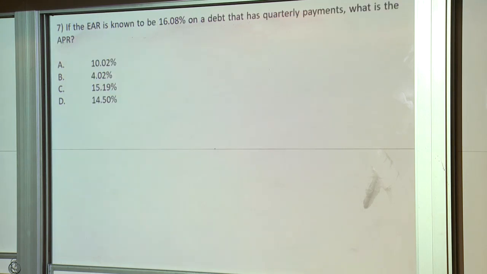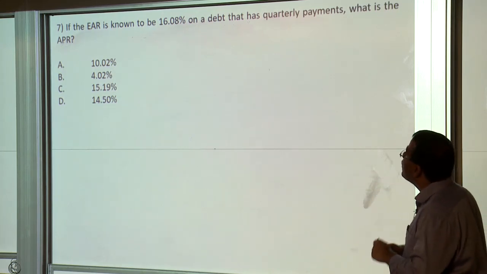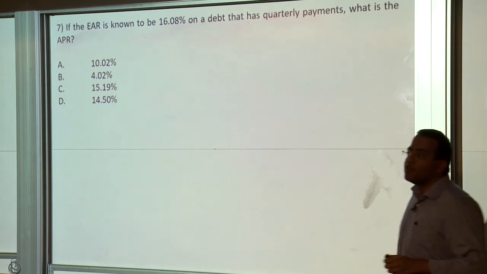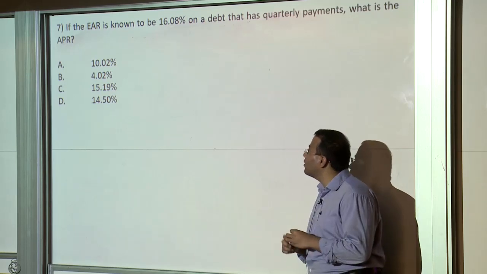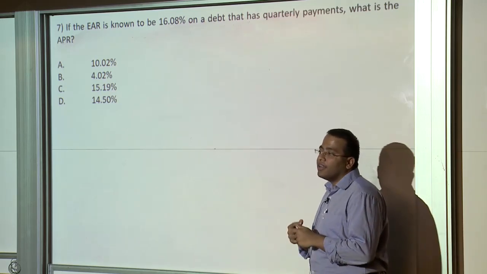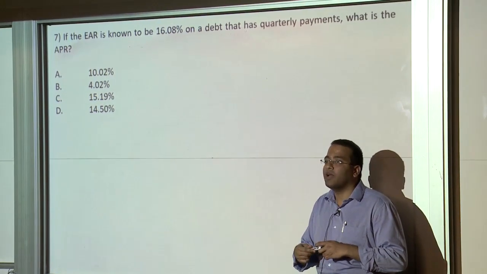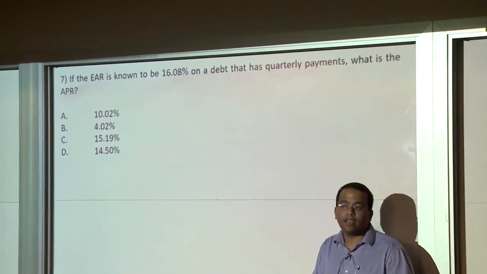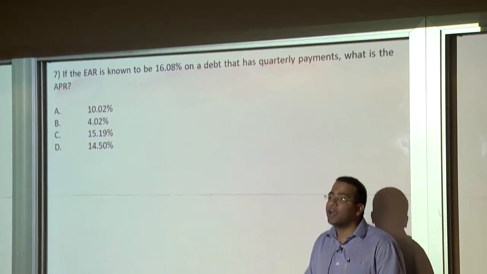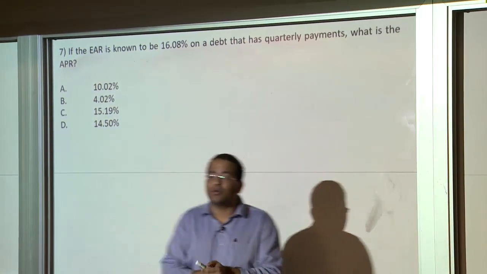So, question number 7. If the EAR is known to be 16.08% on a debt that has quarterly payments, what is the APR? EAR stands for effective annual rate, or some people also call it equivalent annual rate. Nevertheless, it's the effective rate that's applicable when you're dealing with compounding periods which are not annual. If the compounding period is annual, then the APR is the same as the EAR. But if the compounding periods are not annual, then the EAR and the APR are two different numbers.